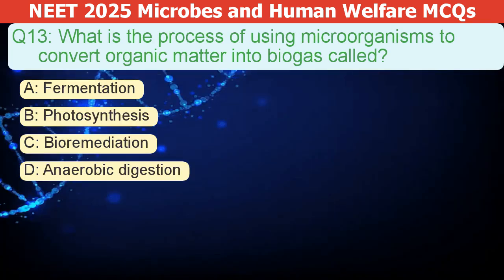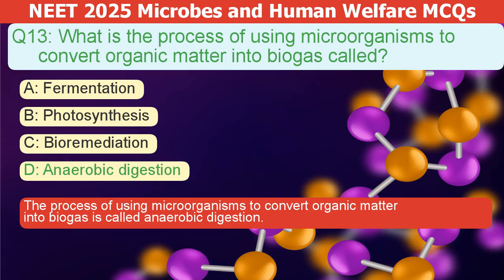What is the process of using microorganisms to convert organic matter into biogas called? A. Fermentation. B. Photosynthesis. C. Bioremediation. D. Anaerobic digestion. The correct answer is D. The process of using microorganisms to convert organic matter into biogas is called anaerobic digestion.